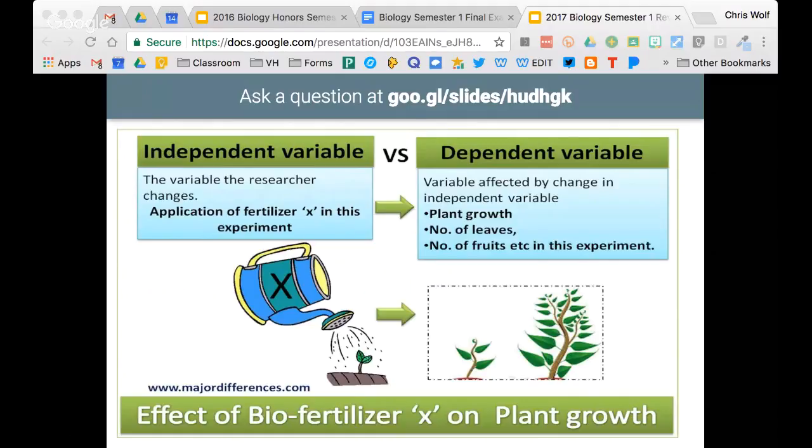So those are the two major things from that termite lab: identifying independent versus dependent variable and really understanding the difference between quantitative and qualitative data. One real important thing about the independent variable is you've got to always remember that good experiments have only one, because you got to know if, for example, this fertilizer is causing a change in plant growth.